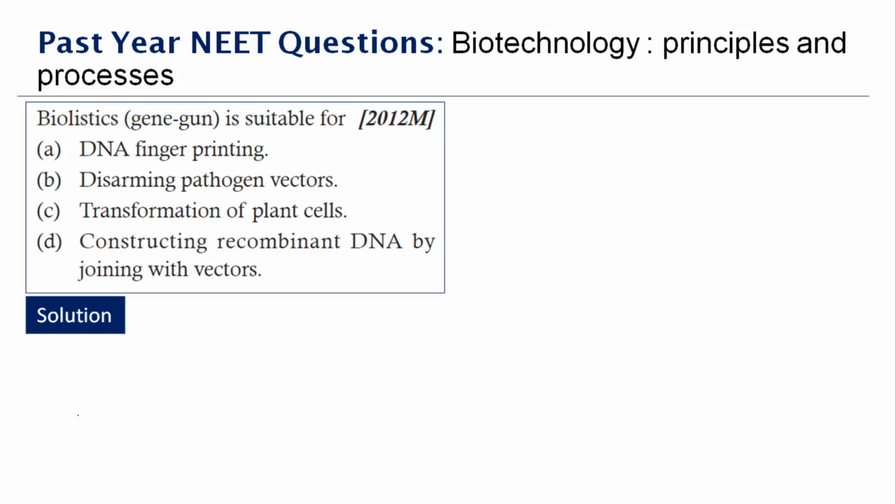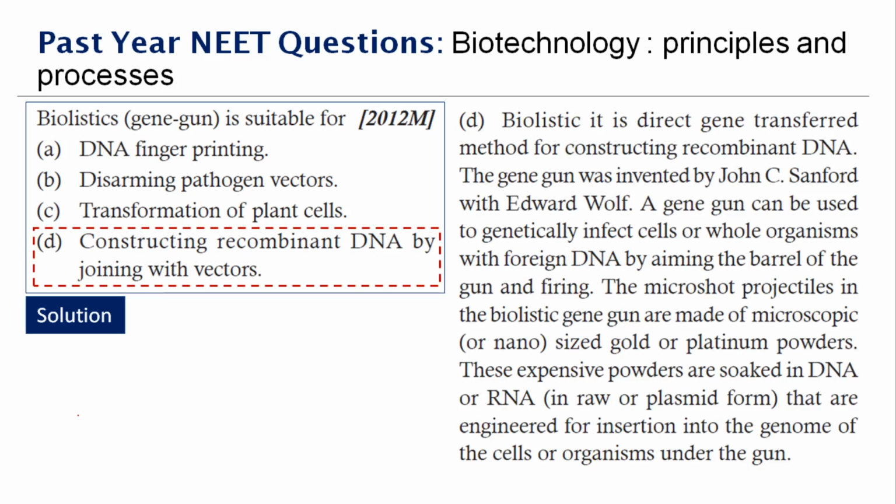So this is the main criteria that they use here. The micro-shot projectiles in this biolistic gene gun are made up of microscopic sized gold or platinum powders. It's actually gold or tungsten powders. These expensive powders are soaked in the DNA or RNA and are engineered for insertion into the genome of the cell. Therefore, the correct answer is for constructing recombinant DNA by joining two vectors.